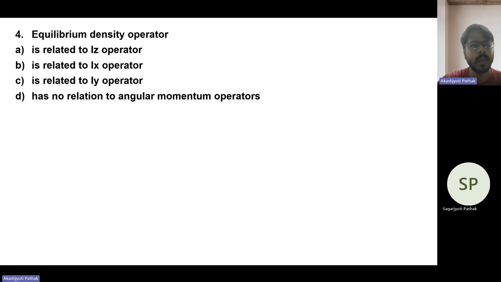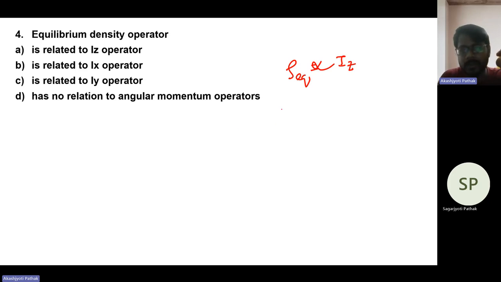Now try to answer this question first, then we will move into understanding more concepts. Is this equilibrium density operator related to the Iz operator, the Ix operator, the Iy operator, or does it have no relation to angular momentum operators? Just now we saw that rho equilibrium is directly proportional to Iz. So the correct answer for this question is option A.